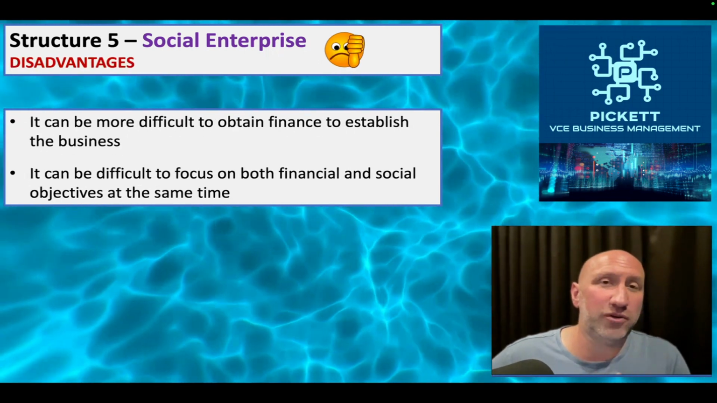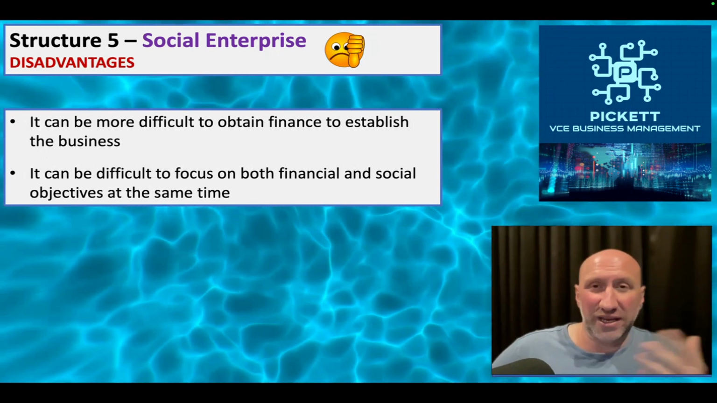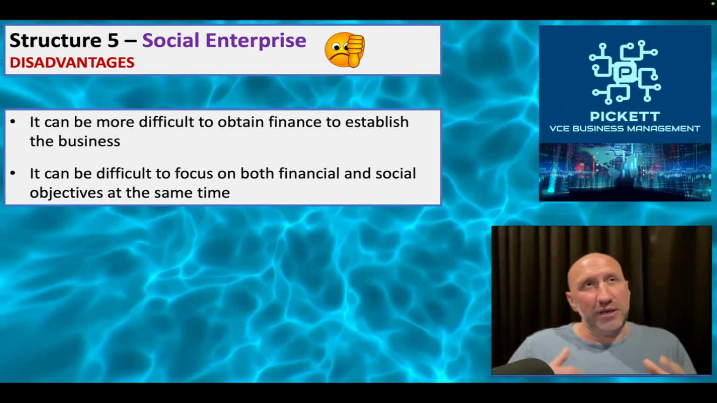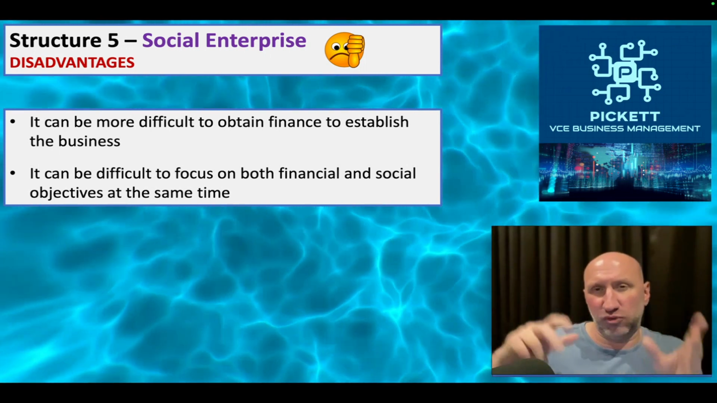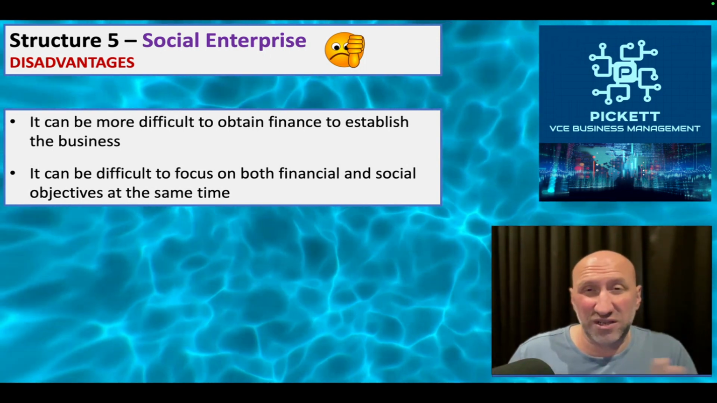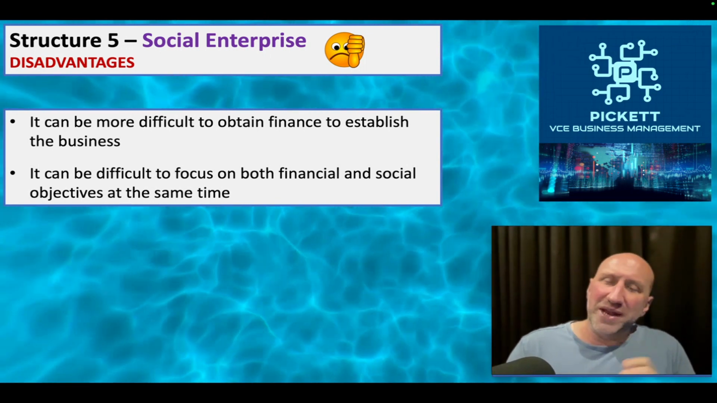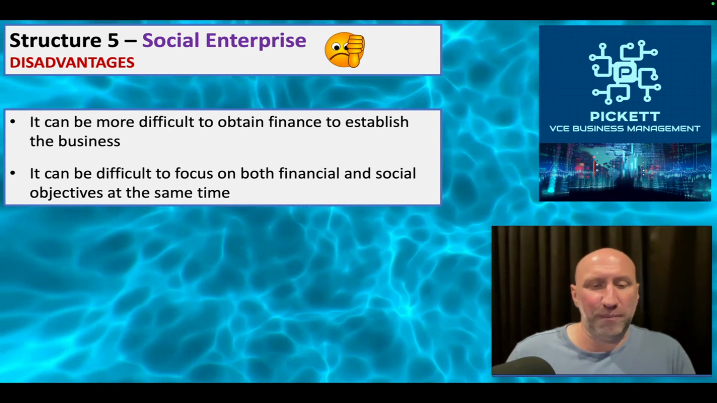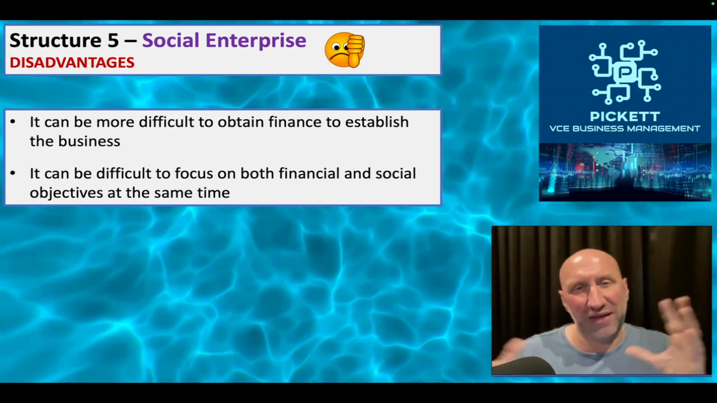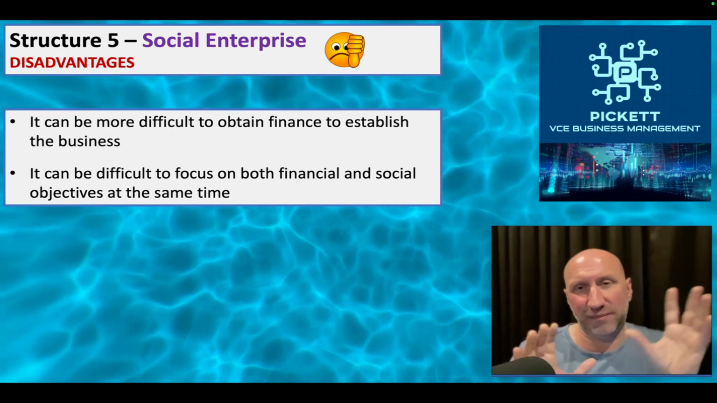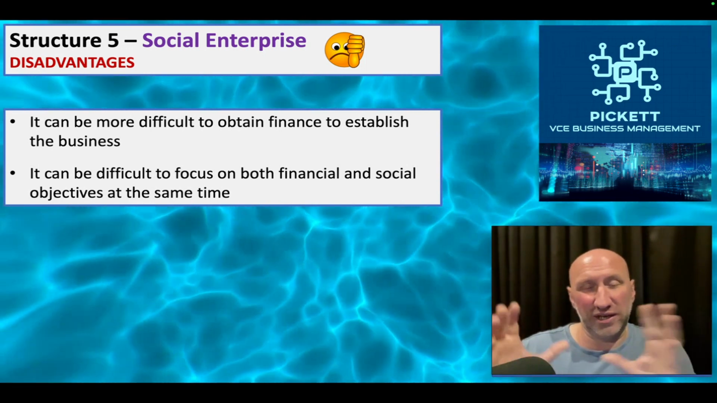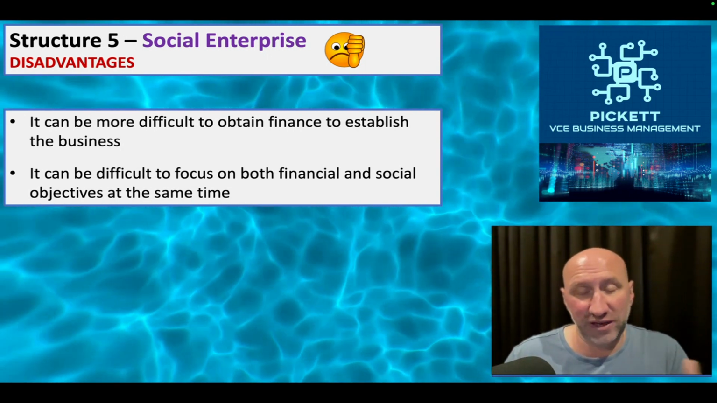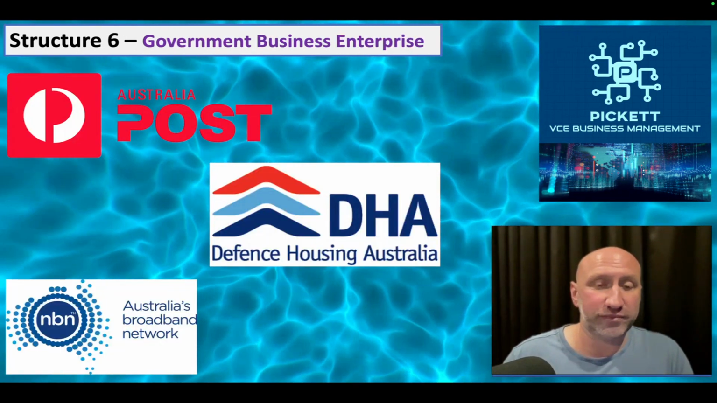Disadvantages. It can be a bit more difficult to obtain finance to establish the business, I guess, because the banks, the financial institutions, are a little concerned that maybe you're not going to be as commercially driven to make money because you're all about the good cause and their money might be at risk. So there is that. And it can also be difficult, when you really get into the nitty gritty of this, to focus on both financial and social objectives at the same time, because often they're at loggerheads and pulling in different directions. So to actually focus on both those two objectives, which you have to do to run a social enterprise successfully, that can be a challenge.